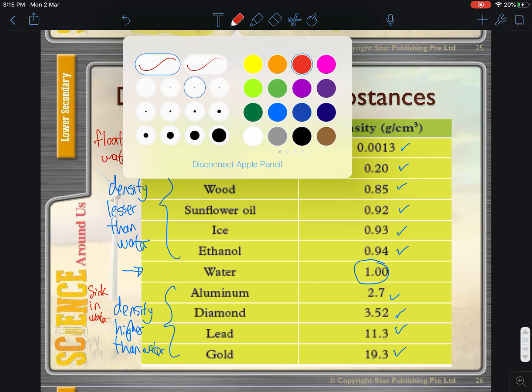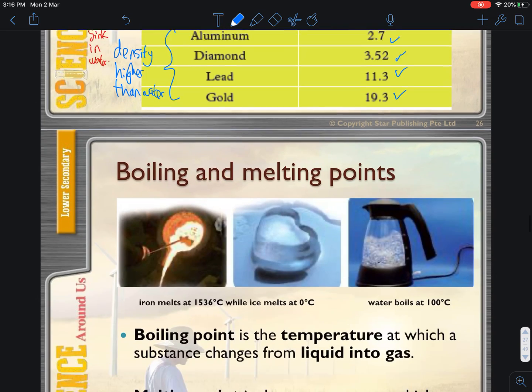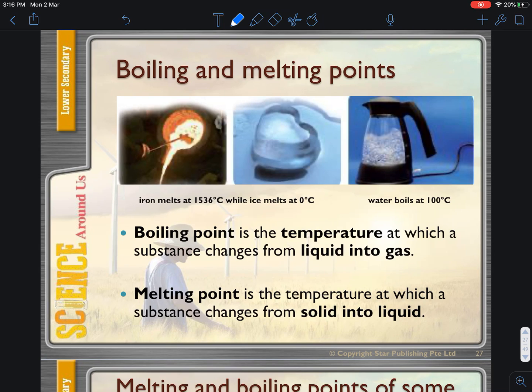So in terms of phrasing your answer, the first step is to compare the density. The second is to tell whether it will float or sink with respect to the item that is used as the benchmark. Next is boiling and melting point.